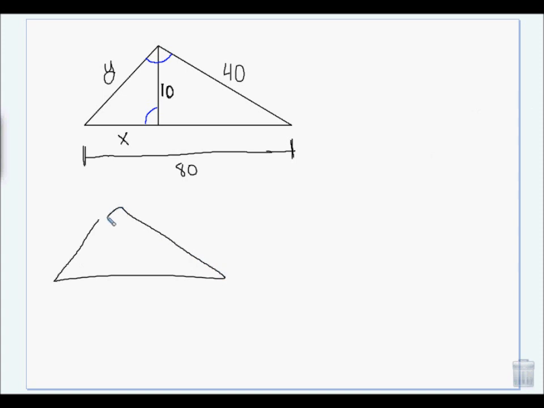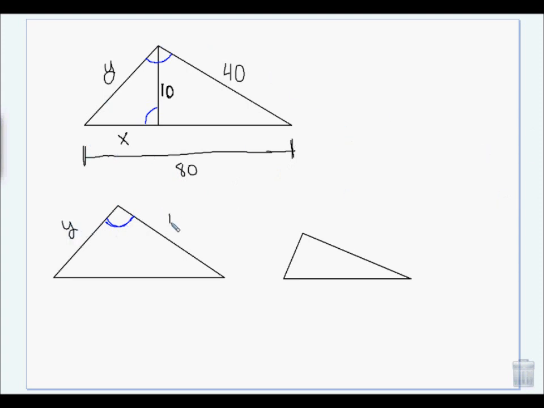So what I do next is I draw two triangles, one big and one small. I didn't draw them exactly the same, but it doesn't matter. I know what I'm doing. Like, I know that I'm saying that these two look like that. Okay. And then I label the big one. So the big one I label exactly like the original drawing. So this is y, this is 40, and this is 80. Okay.